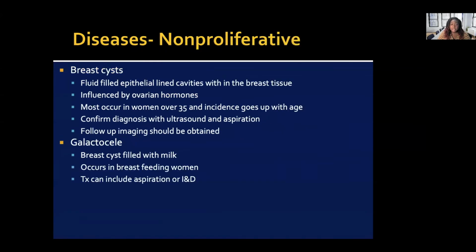Breast cysts are considered non-proliferative breast diseases. They are fluid-filled epithelial lined cavities in the breast tissue, influenced by ovarian hormones. They mostly occur in women over age 35, and the incidence goes up with age. You can confirm the diagnosis with ultrasound and aspiration. Follow-up imaging should be obtained to make sure that there is resolution of the disease.